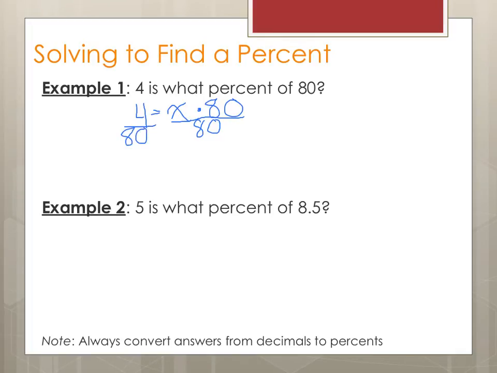80x divided by 80 is just going to leave me with x. And 4 divided by 80 is going to be 0.05. But remember, I want to express that as a percent, so I move the decimal 2 places to the right, and I get x equals 5%.